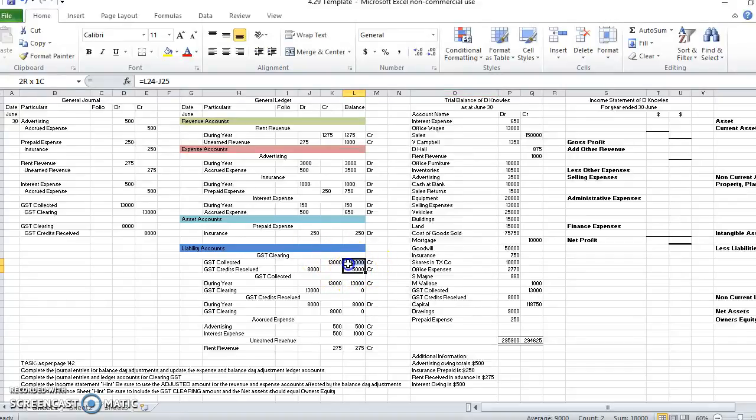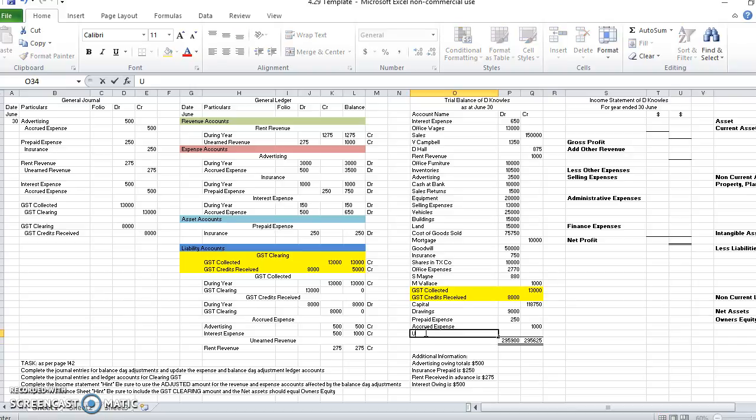GST clearing is now 5,000. We'll highlight this one rather than alter our trial balance. We'll just highlight those so we know to come back to those: GST collected and credits received. Accrued expense, we need to make a new account. It's going to be 1,000 credit. And unearned revenue will be credit 275. If we've done this correctly, our trial balance should be equal, which it is. And we're ready to do our income statement.